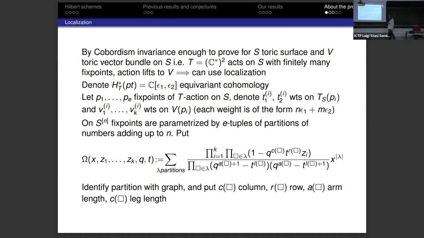And then we know that on S^[n], the fixed points are parameterized by e-tuples of partitions whose numbers add up to n. And now we write down this slightly complicated formula. So what do we have here? It depends on all these variables: x, c1, c2, k, q, and t. It's a sum over all partitions. It's a generating function of something over all partitions.